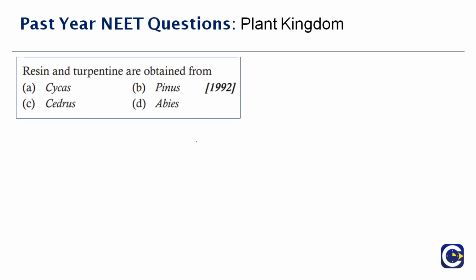Now let's move to the next question. Okay, this is the last question for this part 7. A very easy question in fact. This question was asked in the year 1992. Resin and turpentine are obtained from. Okay, I think you would have come across these two names, resin and turpentine, especially turpentine, which is also used as a solvent. I think you would have heard about turpentine. It is used as a solvent during construction purposes and for wood purposes. Right? So this resin and turpentine is obtained from which system?